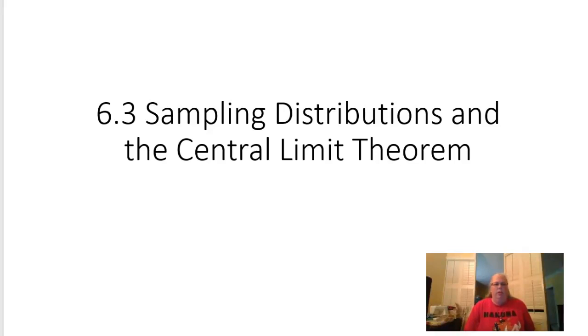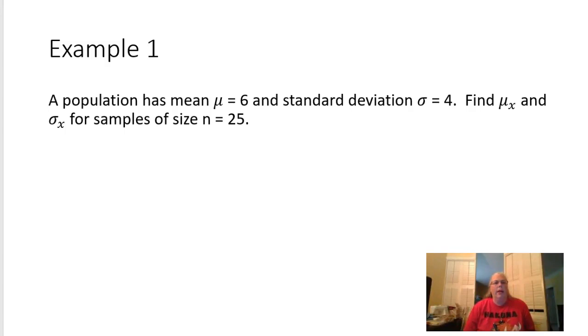These examples go with lesson 6.3, sampling distributions and the central limit theorem. Example 1. A population has mean mu equal to 6 and a standard deviation sigma equal to 4. Find mu sub x and sigma sub x for samples of size n equals 25.